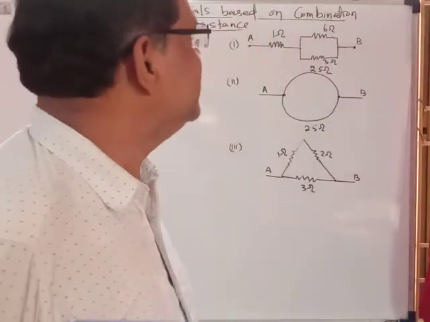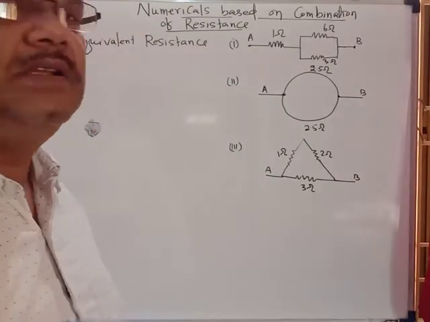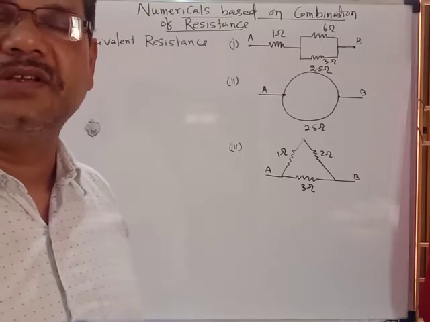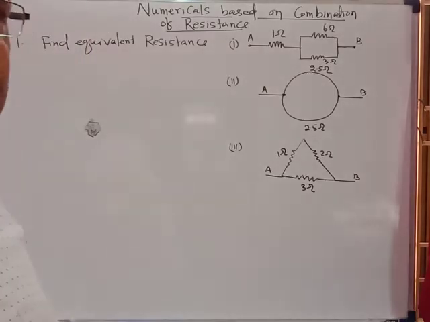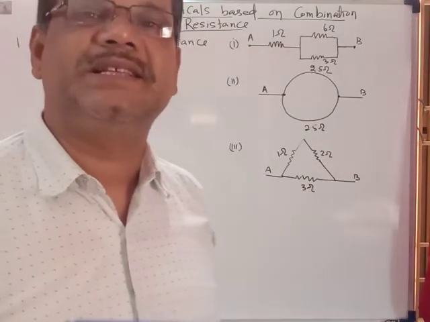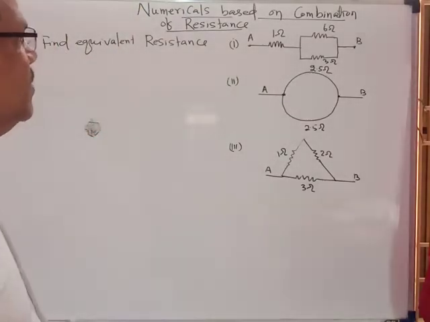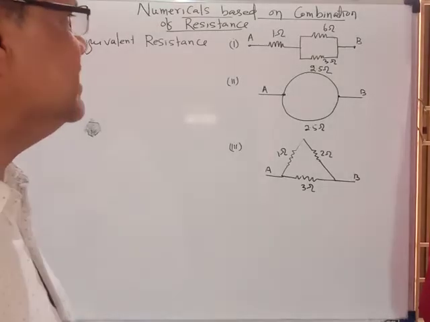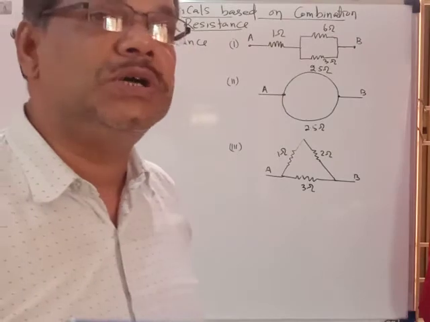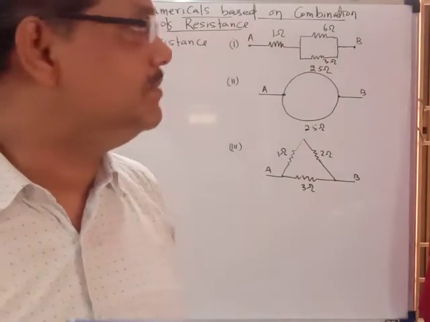So here the portion is that we have to solve some numericals based on combinations of resistances, based on grouping of resistances. For that, you just learn how the equivalent resistance can be calculated in a circuit. First of all, whenever you want to find out the equivalent resistance, you must identify and look at the terminals of the battery, the terminals of the cell.